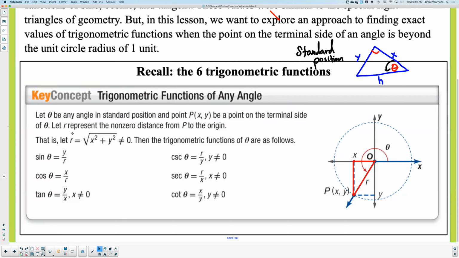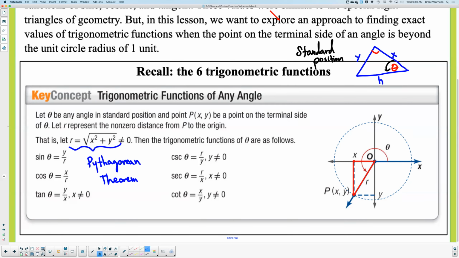Or if you wanted to solve for r, the opposite of square, the square root, the square root of x squared plus y squared is r. That's the Pythagorean theorem right there. Make a note of that, that this is the Pythagorean theorem right here. That's all that is.